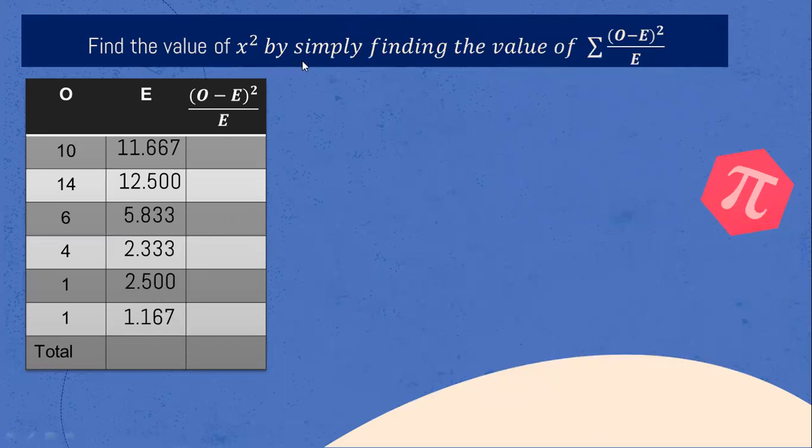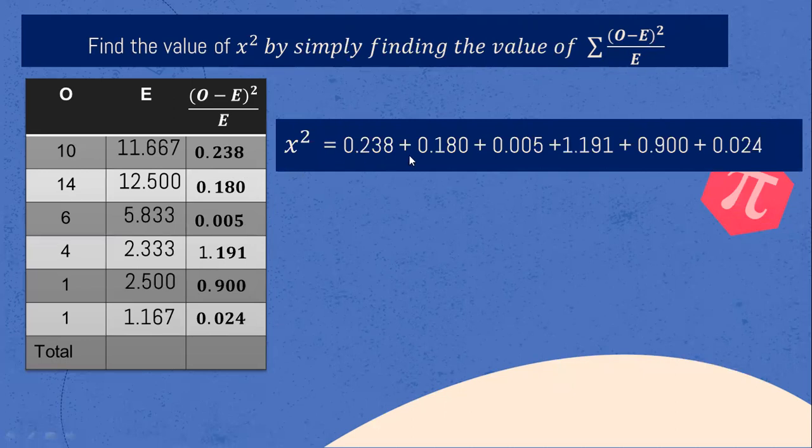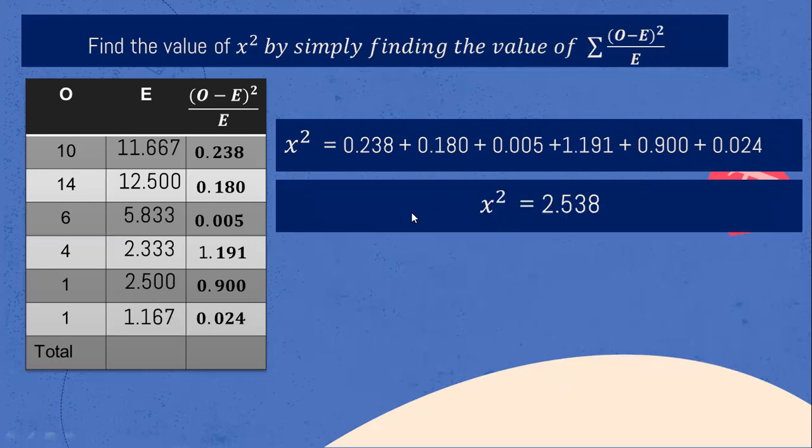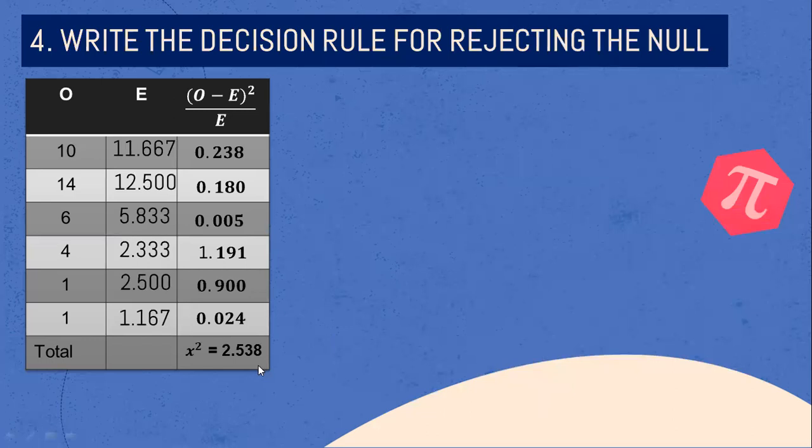Find the value of x squared by simply finding the value of the summation of the square of the difference of O minus E over E. Those are 0.238, 0.180, 0.005, 1.191, 0.900, 0.024. We will just be adding all these values. That is 0.238 plus 0.180 plus 0.005 plus 1.191 plus 0.900 plus 0.024. The value of the chi-square is 2.538. The last step, write the decision rule for rejecting the null.